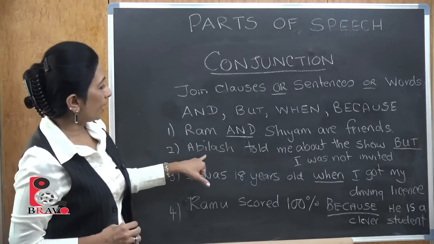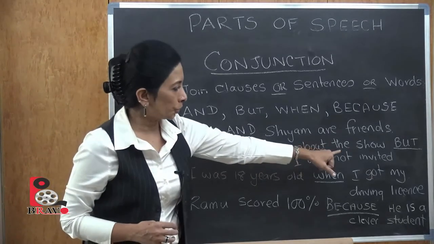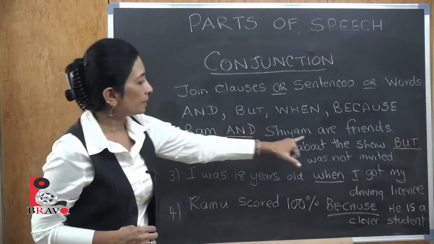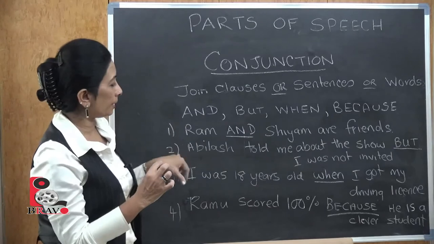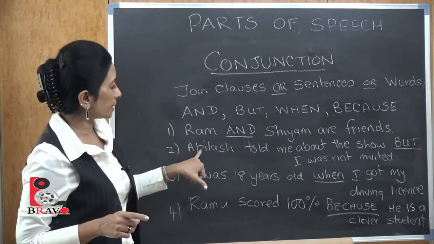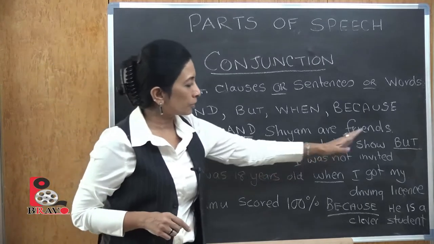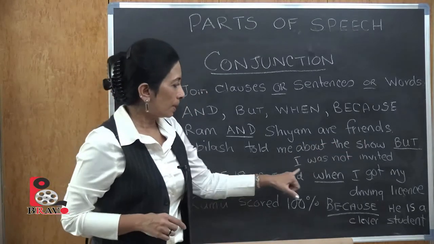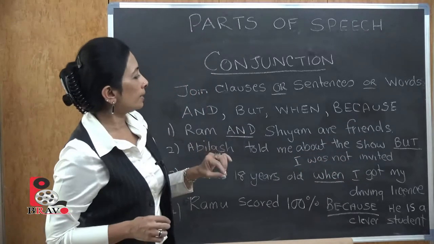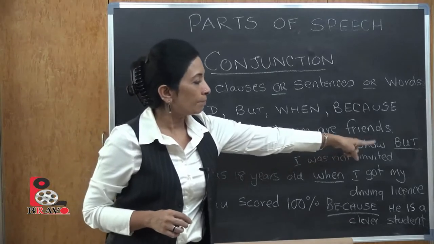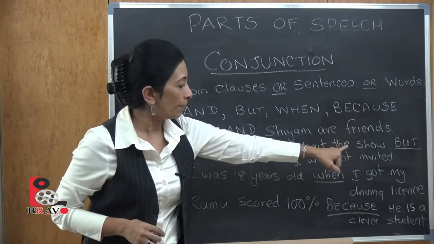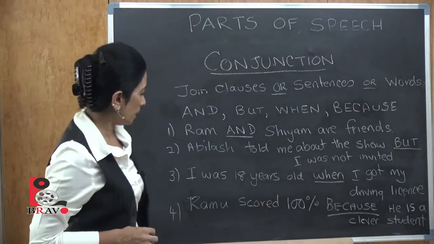Second one, Abhilash told me about the show, but I was not invited. So the word but becomes the joining word, a conjunction between the two sentences. Abhilash told me about the show is sentence 1. I was not invited is sentence 2. Now when we combine them together, the conjunction word becomes but. So it reads as, Abhilash told me about the show, but I was not invited.